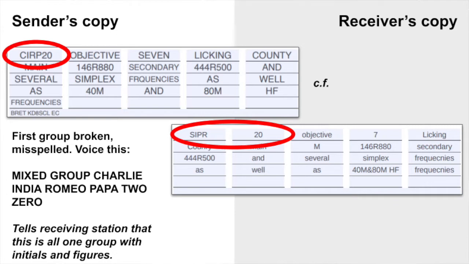Now the way that this should be voiced, again to make it easier for the receiving station operator to make sense of it, is mixed group Charlie, India, Romeo, Papa, 2, 0. That tells the receiving station that this is all one group with initials and figures. That's what mixed group is about. And then when we're reading all of that, it will be clear that these belong all together.